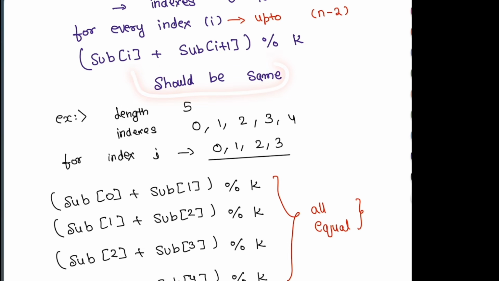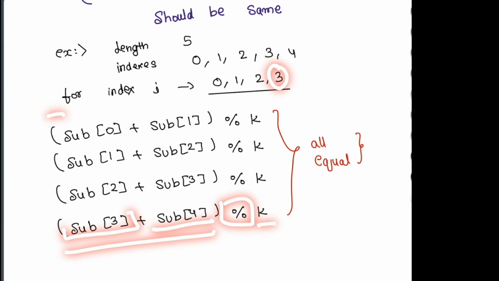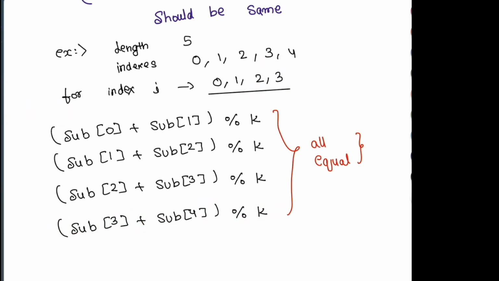That is, in my subsequence, when you add the 0th index plus 1st index element and take the mod with k, or when you take i as 1 and the 1 plus 2 index element and take the mod with k, when you take i as 2, then in my subsequence the second index and third index elements when added and taken the mod with k, and for index number 3, when the index number 3 element in my subsequence plus the index number 4 element in my subsequence are added and taken a mod with k, all these values which are coming as output should be equal.